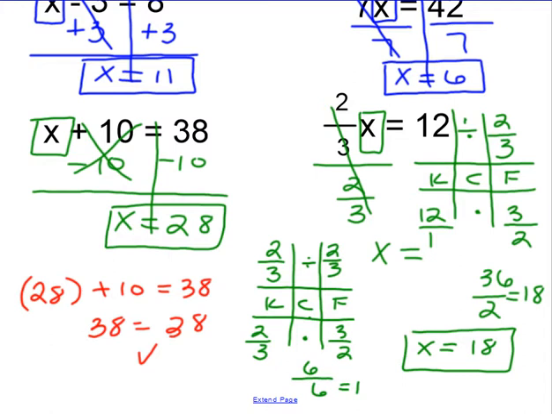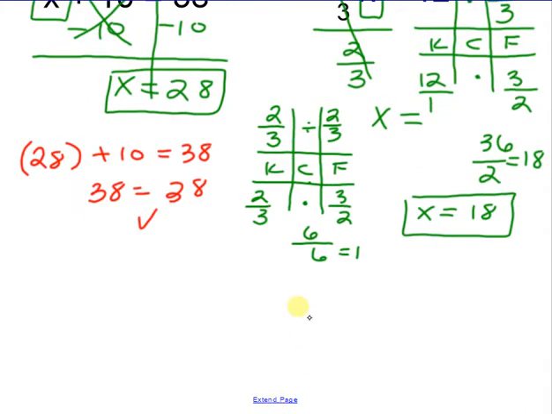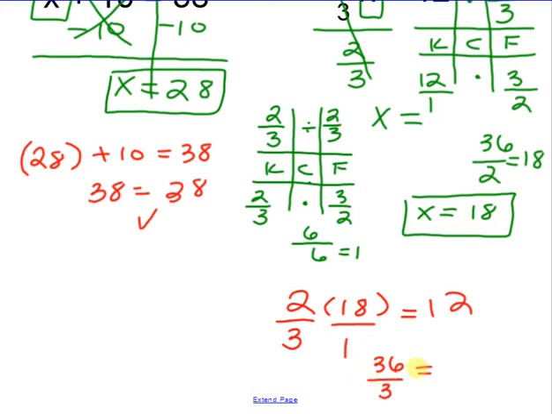Now don't get lazy just because it's fractions. I need you to go ahead and check this guy as well. So it's 2 over 3 times 18 equals, what was it? 12. Okay, so multiply them. 2 times 18 is 36. 3 times 1 is 3. Equals 12.